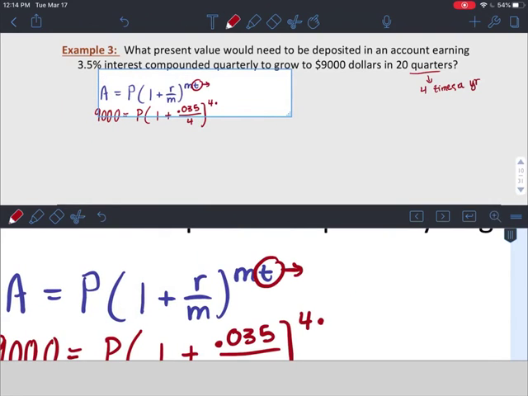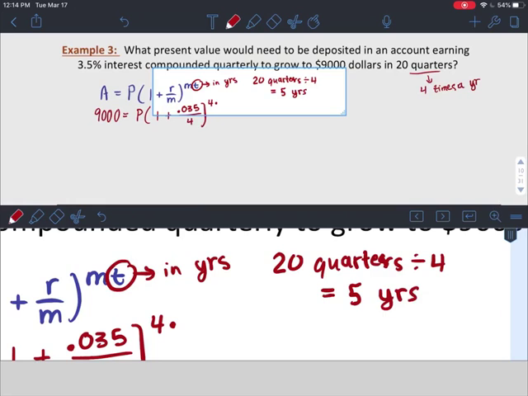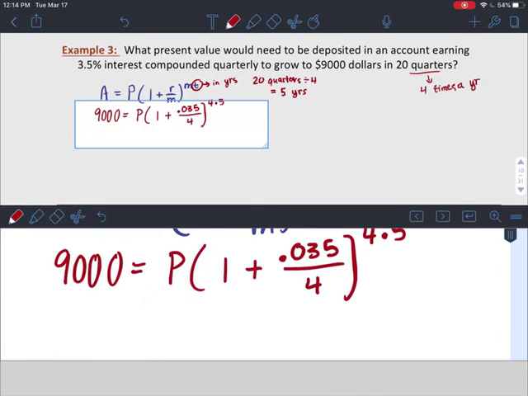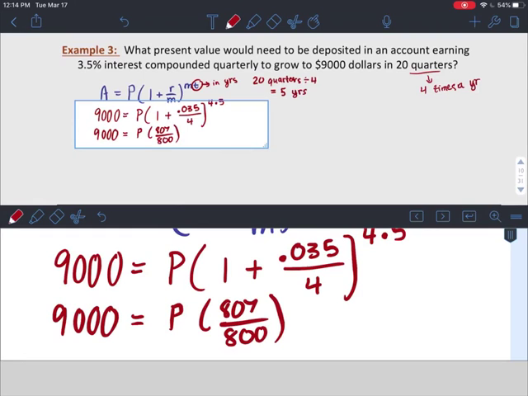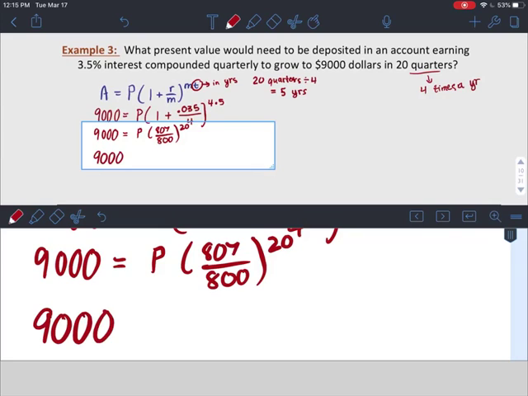And when you go to plug in T here, we're looking for it after 20 quarters. That time in our expression is supposed to be measured in years. So that 20 quarters, if you divide by 4, is going to give you 5 years for the number of years. So plug all that in, and then if you just take what's inside there, I just did it in my calculator, and it turned it nicely into 807 over 800 to the 20th power. You could get it as a decimal, approximately 1.19 with more decimal places.